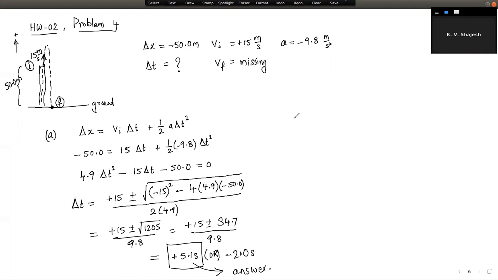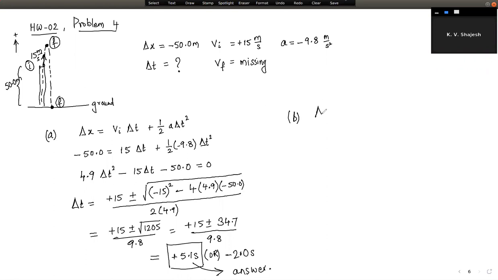Let's come to part B of the problem. Part B, how high above the building does the stone reach? Now we are to change the problem in the sense that the initial point is still the roof, but the final point now is the top of the trajectory. So that's your final point. It's no more the ground. So we just stop the problem right after the stone reaches the top.